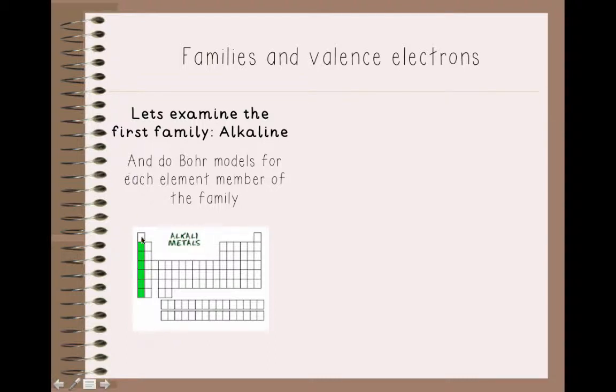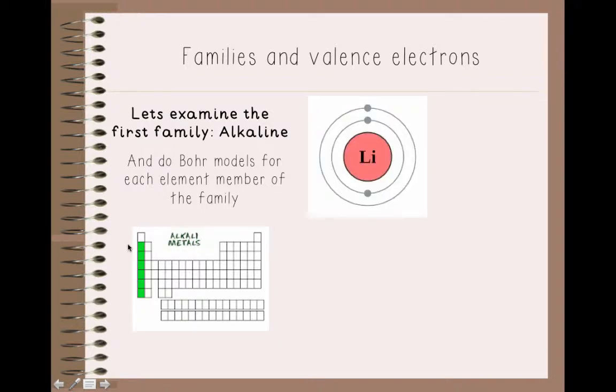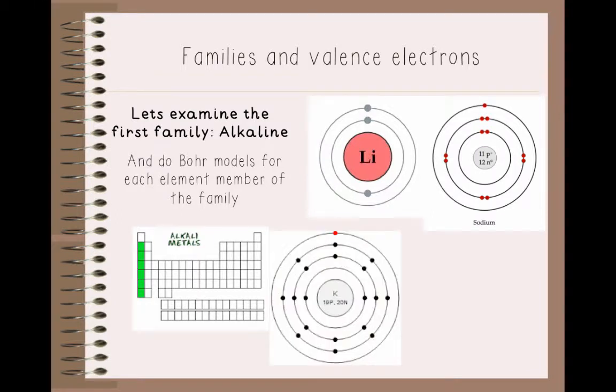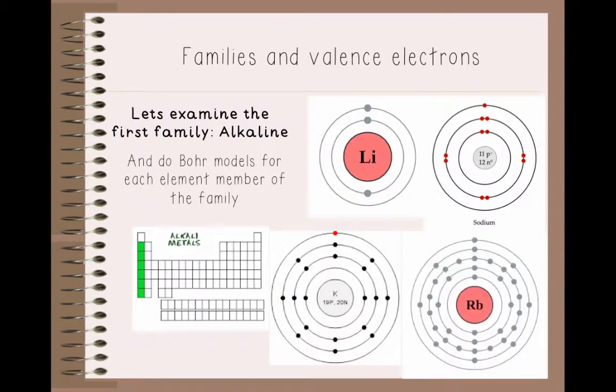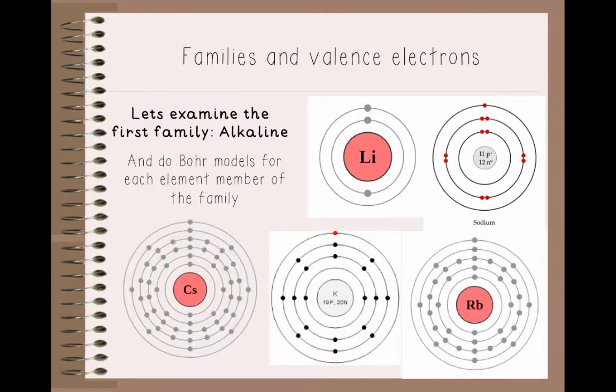Remember that it doesn't start with hydrogen because hydrogen is a non-metal, and these are all the alkaline metals. So we're going to start first with lithium, then with sodium, then with potassium, then with rubidium. Finally, we're going to cover cesium. Do you find anything at all in common between the valence electrons of this alkaline family?